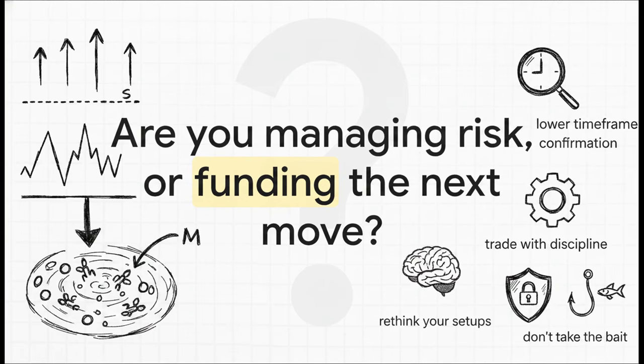So as we wrap up this explainer, I want to leave you with one very important question. Look at your charts and ask yourself, are you managing risk or are you just funding the next move? When you place your stop loss just below an obvious clean low because it looks totally protected, are you actually safe? Or are you just standing right in the pool of orders that the smart money needs to sweep before they take the market higher?